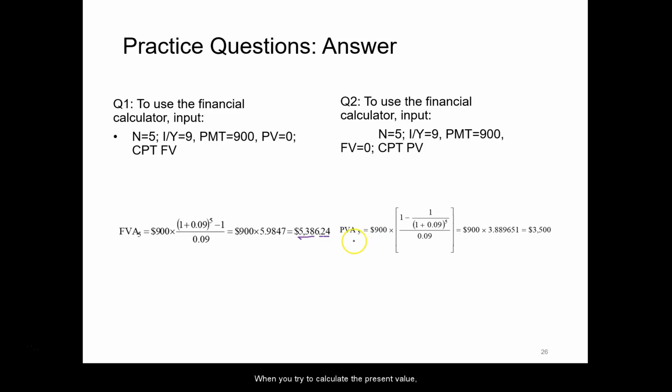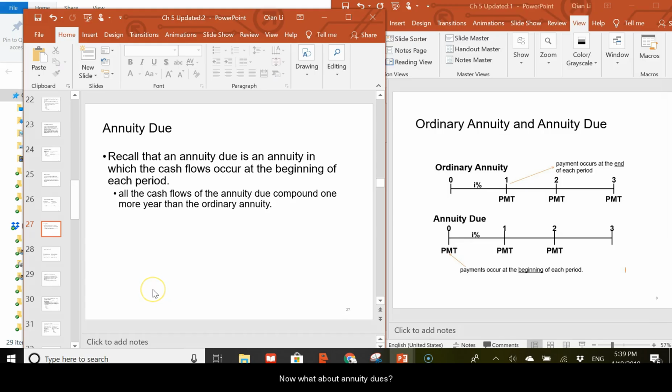Now, when you try to calculate the present value, you can input like this into your calculator, or you can plug in the numbers into this equation. Either way, the present value of this annuity is about $3,500. Now, what about annuity dues? Remember in the last video we mentioned that annuity due is an annuity where the cash flow occurs at the beginning of each period. So we showed a comparison between the ordinary annuity and annuity due here.